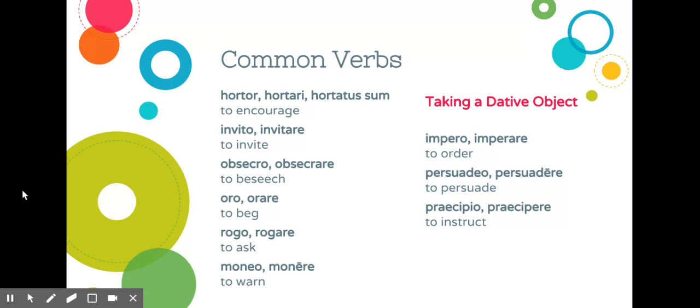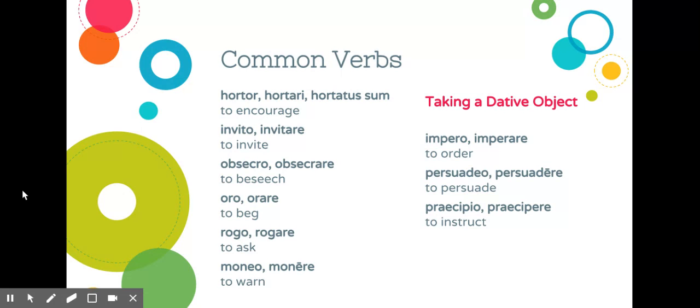Orare, to beg. Rogare, to ask. Monere, to warn. To beseech is sort of a unique English word, not a very common one. Beseech has a much more urgent element to it than just begging. So you can beg to have dessert one day, but you would beseech somebody if you really needed them to keep that door open because you're coming through with 3 heavy boxes.